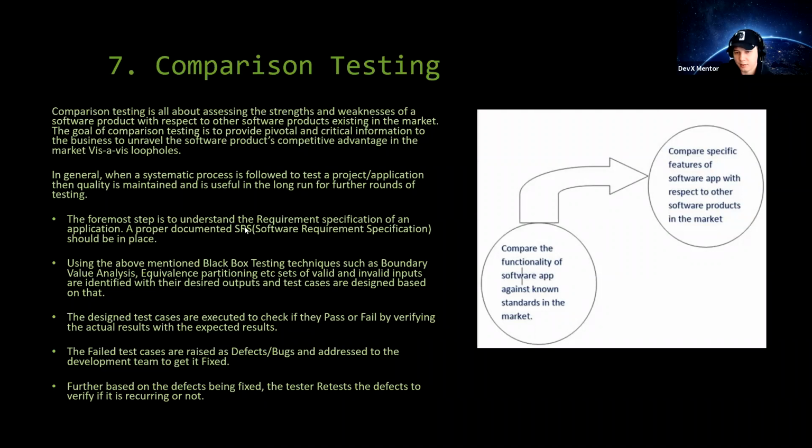So using the above-mentioned black box techniques, such as boundary value analysis, equivalence partitioning, etc., sets of valid and invalid inputs are identified with their desired outputs, and test cases are designed based on that. The designed test cases are executed to check if they pass or fail by verifying the actual result against the expected results. The failed test cases are raised as defects, bugs, and addressed to the development team to get them fixed. Based on the defects being fixed, the tester retests and verifies the defects are corrected.